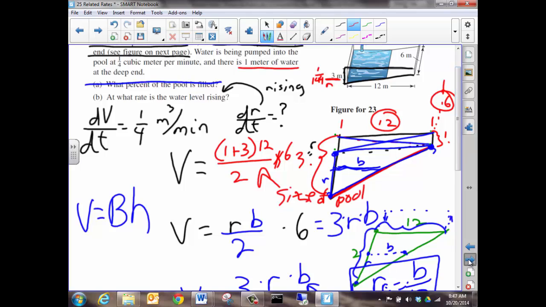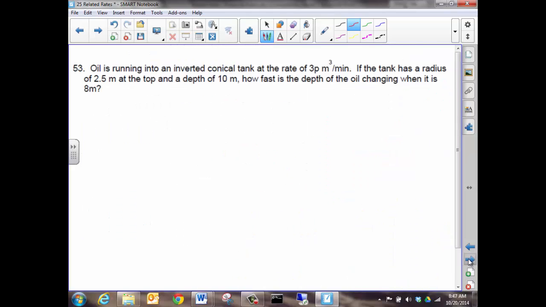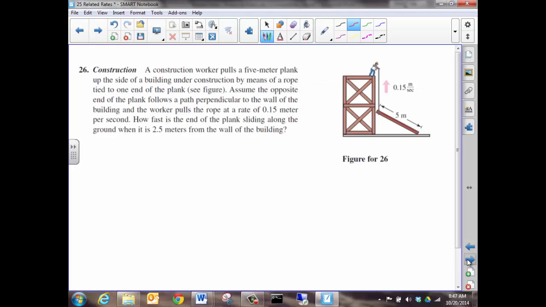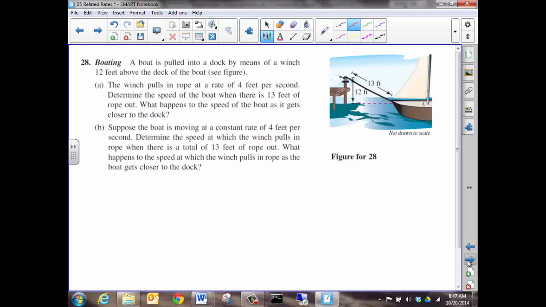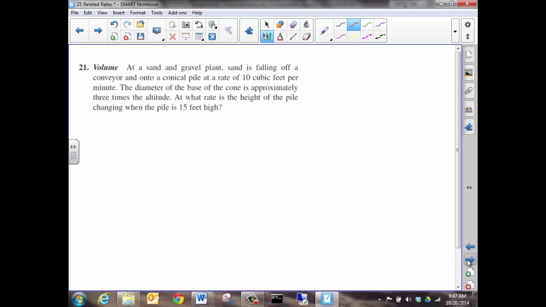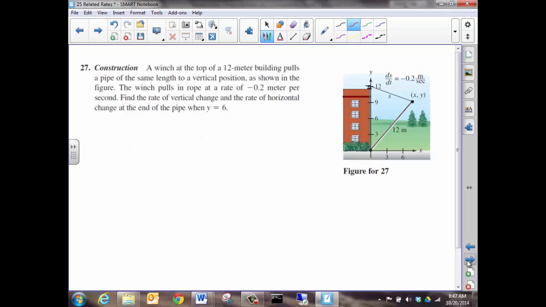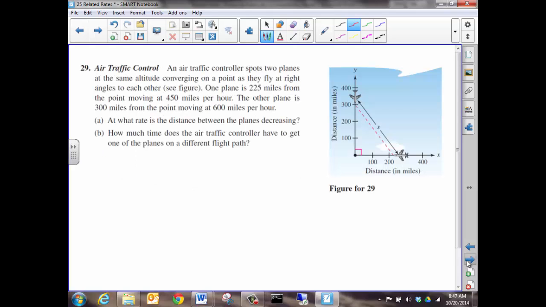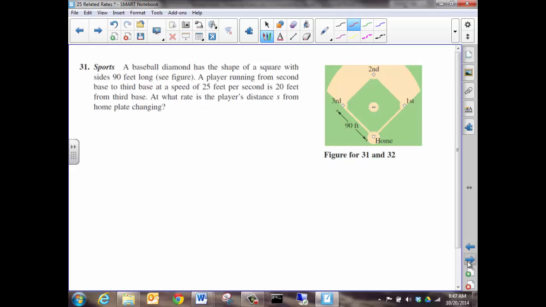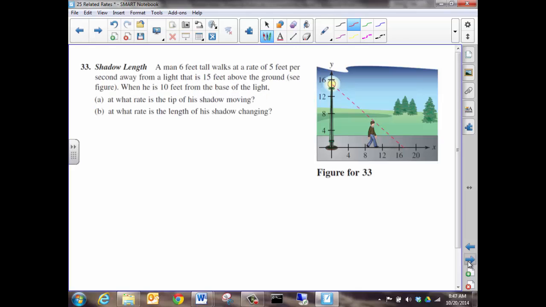All right, let's keep on moving to another problem here. That's another trough one. You can do the same way. Conical tanks we've dealt with. We may come back to construction here in a minute. We may come back to the boat here in a second. I want to go over here to one of the your turn problems. I don't want to do that one and scare you just yet. There we go, the shadow.